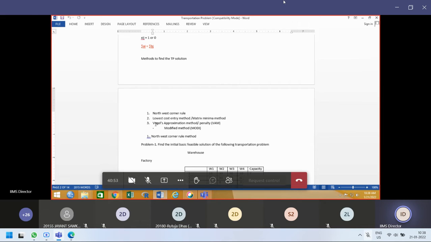That means the best solution. So keep in mind, whatever solution we are getting by using the VAM method is always better than the first two methods. That is why I am saying that Vogel's approximation method gives an optimal solution or a best solution.